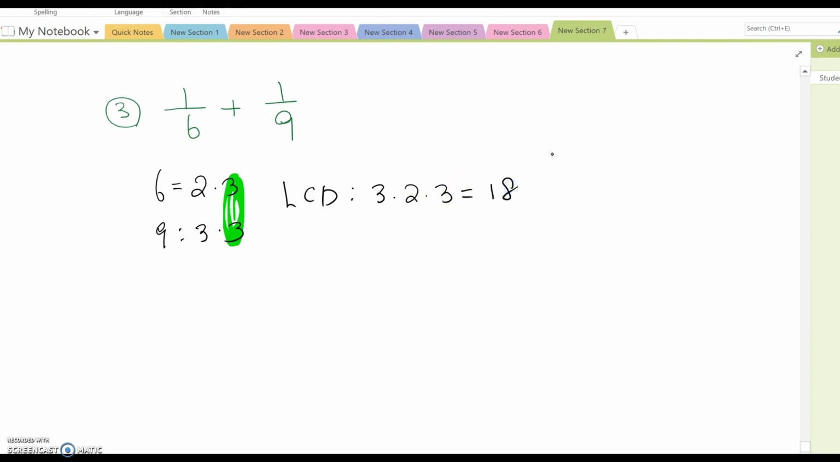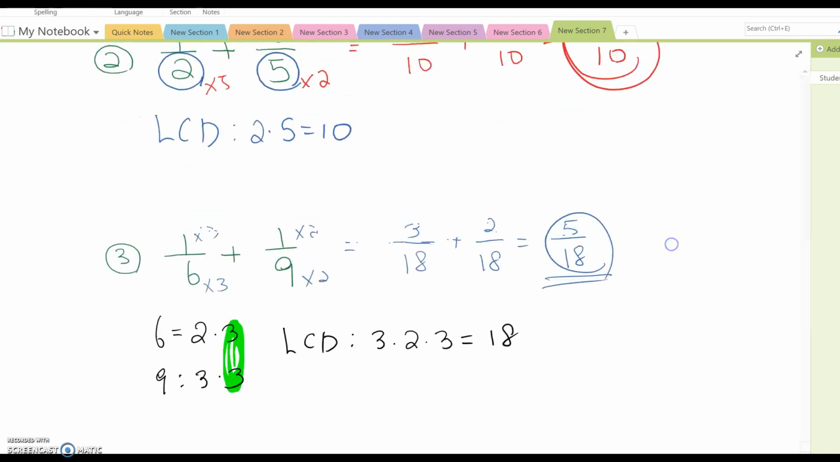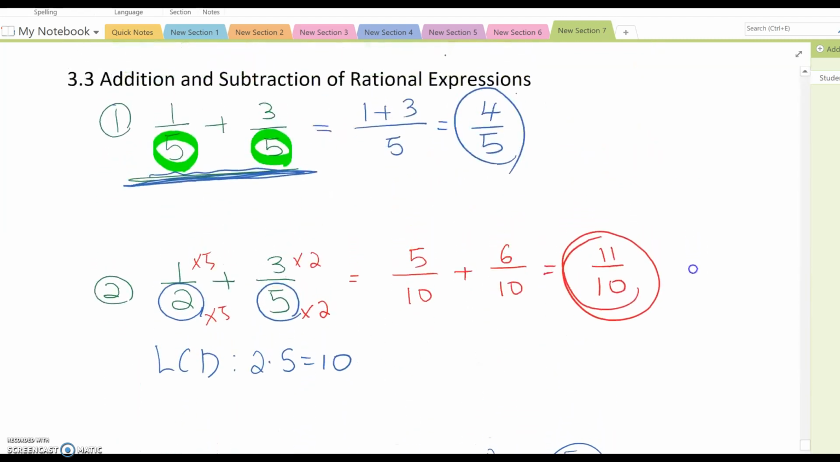Now, you need to think about what you multiply to each fraction so it will have the same denominator. So, you multiply 6 to 3 and 9 to 2. Therefore, this becomes 3 over 18 plus 2 over 18. So the answer becomes 5 over 18. And we cannot simplify, so that should be the answer. So like this, we can generate 3 different cases.